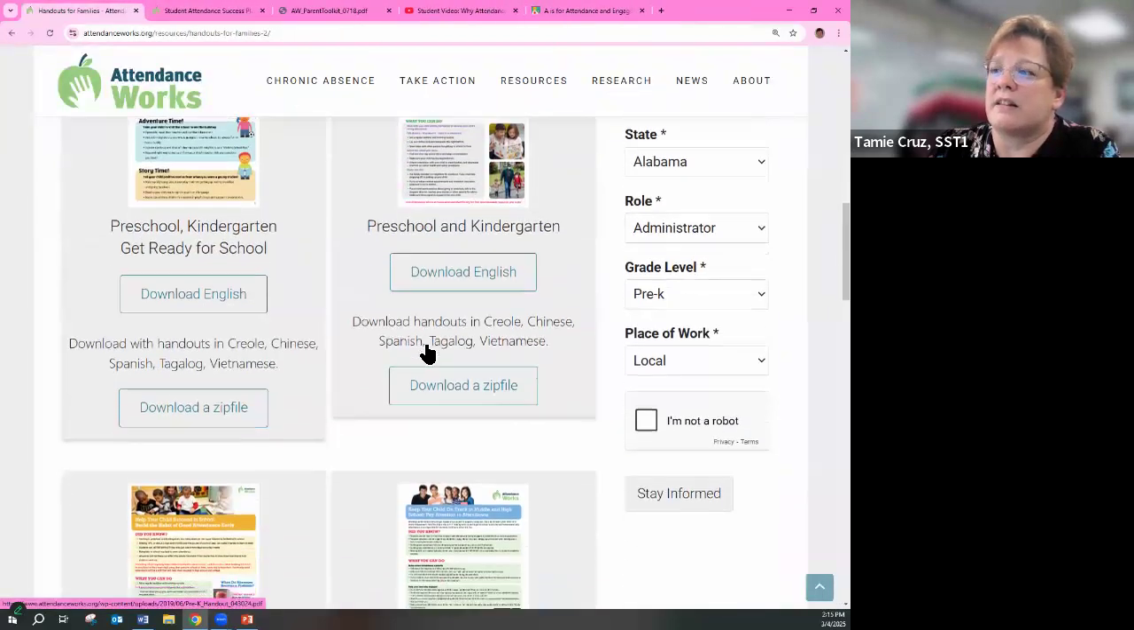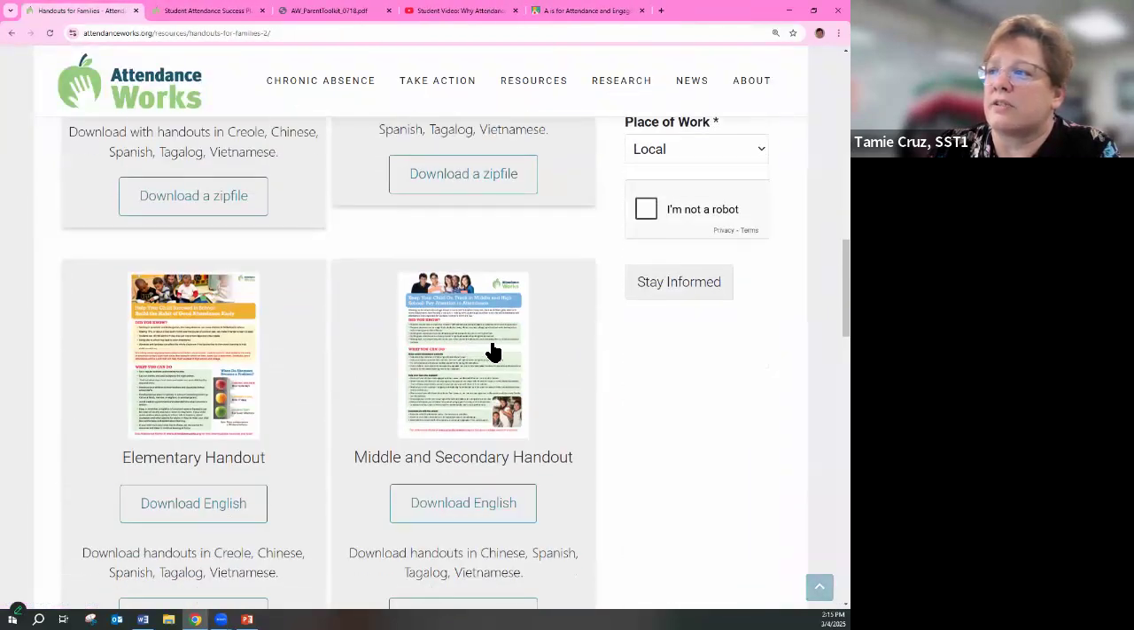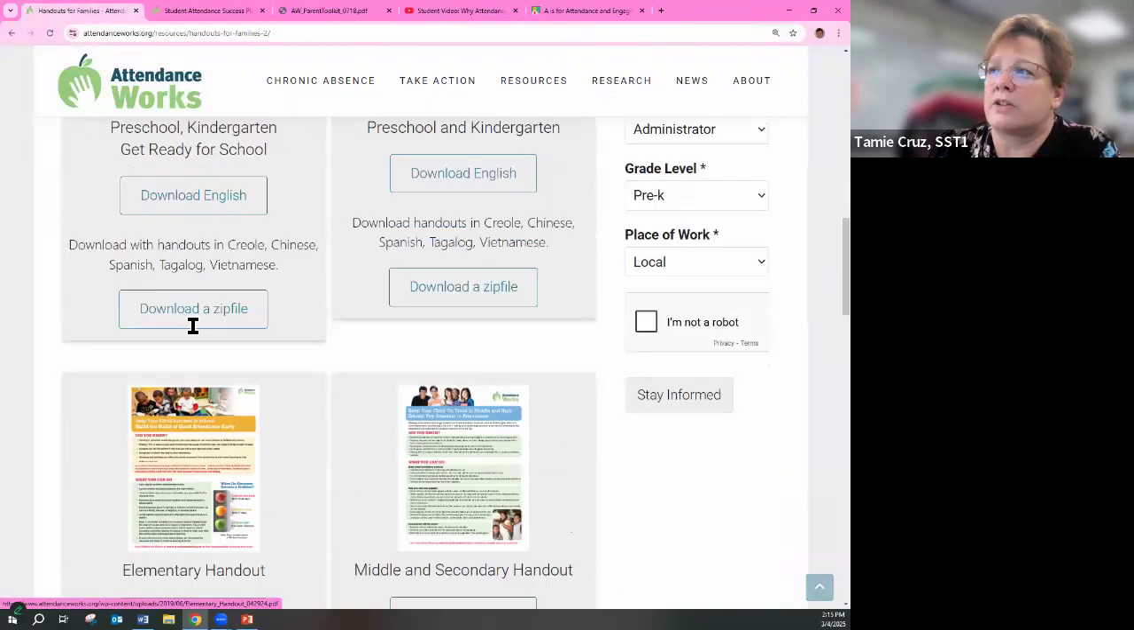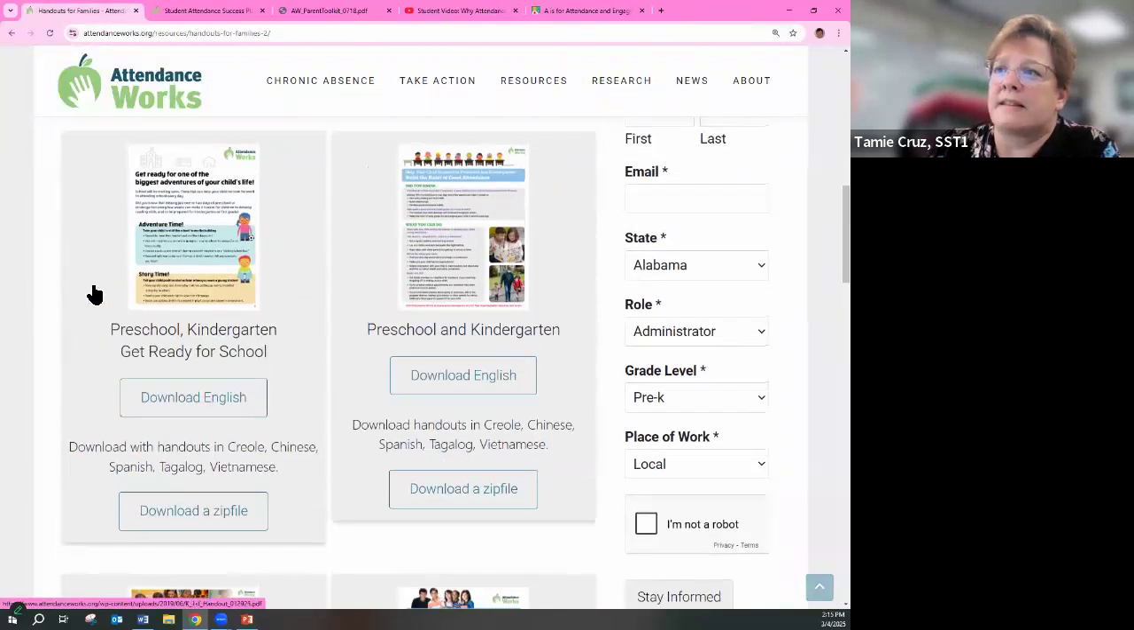So that's the one we looked at a little bit before. And again, it goes middle school, high school, elementary, pre-K. And then this is a getting ready for school. So this could be before school starts, sending it out to the little ones, to the families of the little ones, so that they have the information before they even get started.